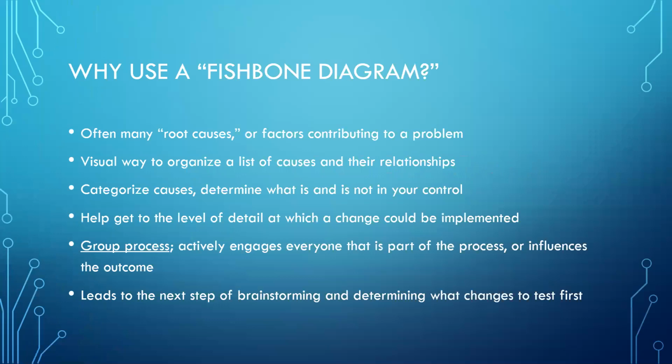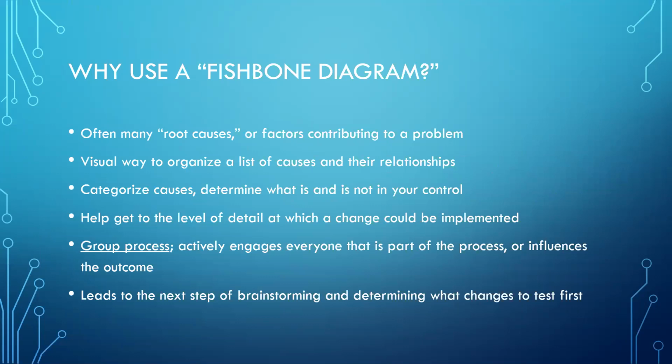So why use a fishbone diagram? Well, often, just as Kristen just mentioned, there are many root causes and factors contributing to a problem. And the fishbone diagram is a visual way to organize the list of causes and the relationships between them. As a lot of people are more visual, it does help them to organize their thinking and see if they're missing anything. It categorizes them so you can determine what is and is not in your control. And it helps you get to the level of detail at which you can actually test a change, or a change could be implemented.